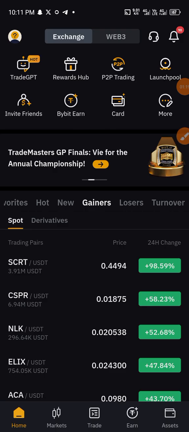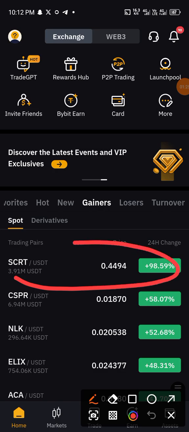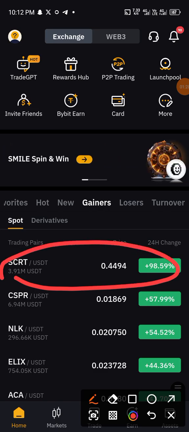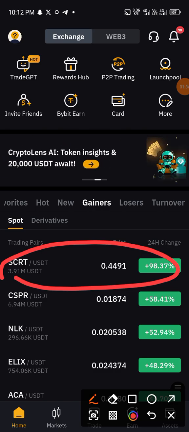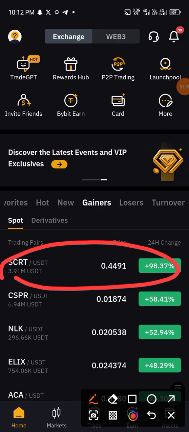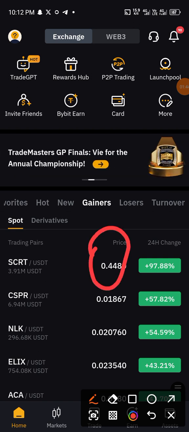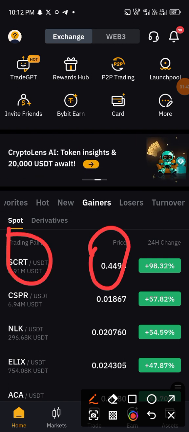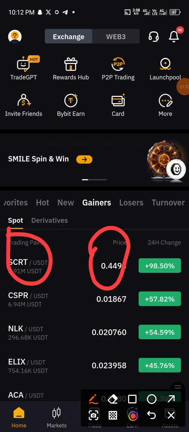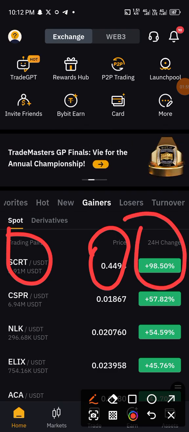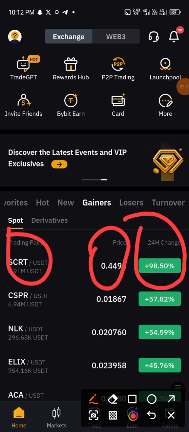Go to gainers. If you go to gainers, you can see SCRT. SCRT has been doing well. It has recorded a positive of over 90% in the past 24 hours. If you look at this place carefully, you can see the current price of it here. You can see the trading pairs, which is the name, the identity of the coin that is being traded. The volume is here, and the 24 hours turnover is here. I think when you bought this coin before this positive, you would have made a lot of profit.